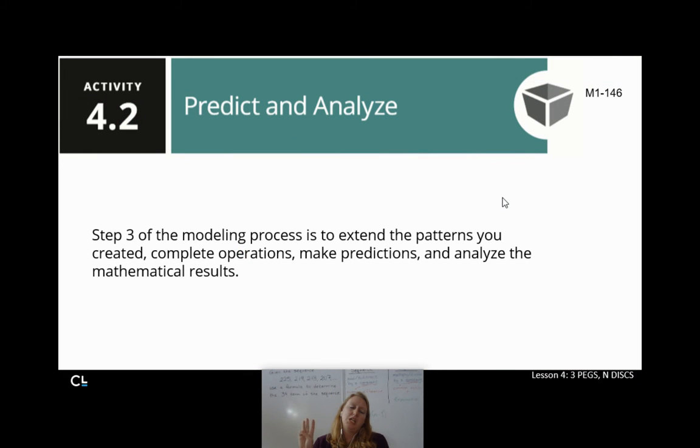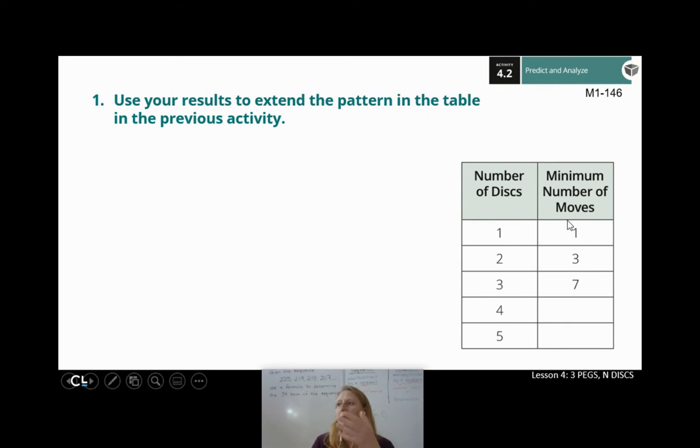Step 3 of the modeling process is to extend the patterns you created, complete operations, make predictions, analyze the mathematical results. So let's push it a little further. So we have this lovely pattern that we came up with so far, but now we know you need to double it and add 1, double it and add 1. Can you finish off the table? How many moves should it take for 4 disks? How many moves should it take for 5 disks? Go ahead and hit pause to write this down, fill in your table, and then hit play when you're ready to check your work.